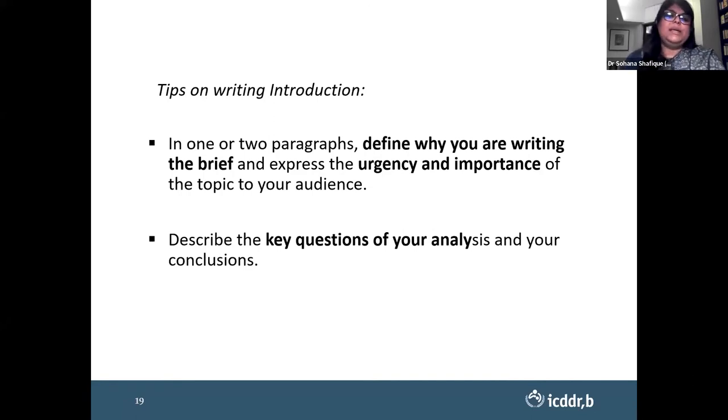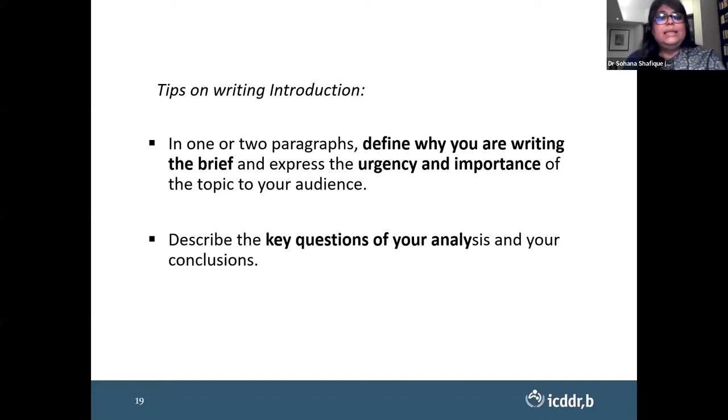Some of the tips for writing the introduction: in one or two paragraphs, define why you are writing the brief and express the urgency and importance of the topic to your audience. What we are doing is to solve a particular key problem, and of course there is urgency. Why is it urgent? Because it needs some policy attention. Policy attention means not only that it should be prioritized, but also that some resources should be allocated from the budget, some financial allocation should come to this particular topic, so that the policies are implemented and ultimately reach the beneficiaries and there is a change in the particular area. That's why in the introduction we have to define why we are writing, the rationale of our problem.